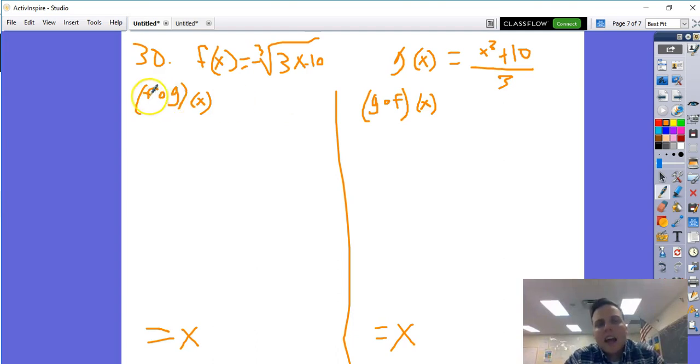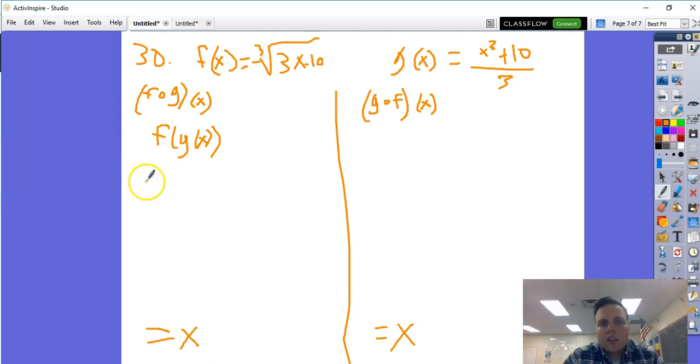Alright, so f composed of g of x, okay? That's going to look like this. F of g of x. So that just means I'm going to take the g function and I'm going to plug it in for x in f. So I'm going to take this g function right here, and it's going to plug in for x right here on the f function. Okay? So in other words, it's going to be something like this.